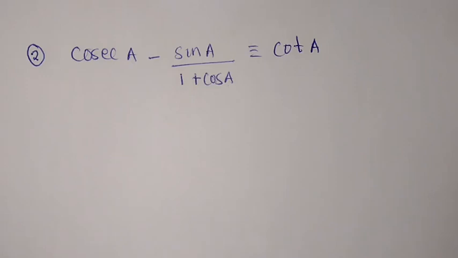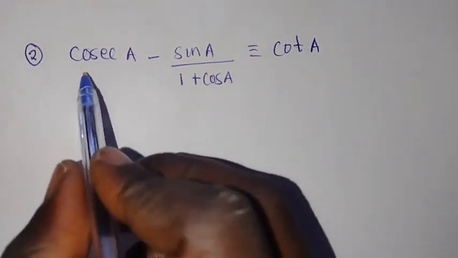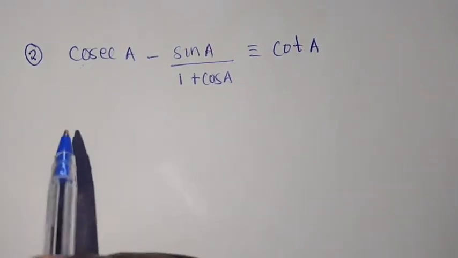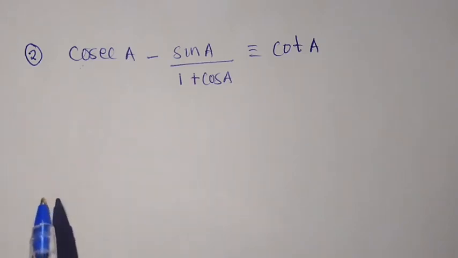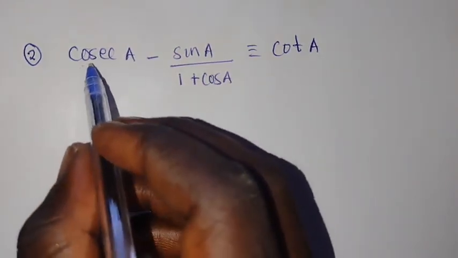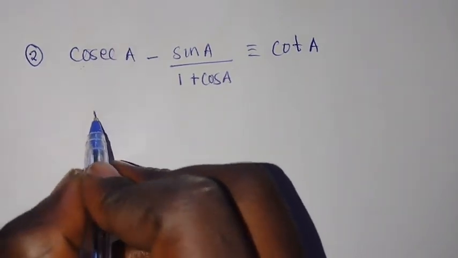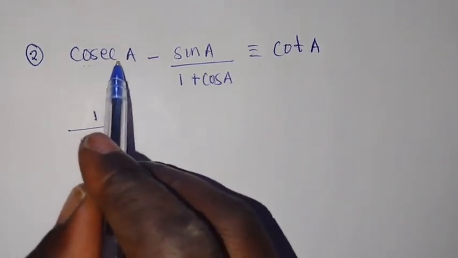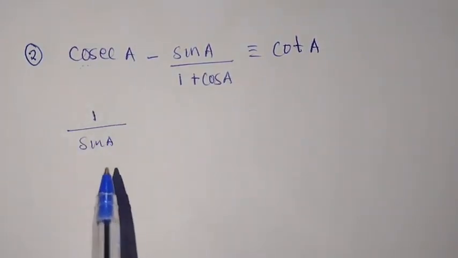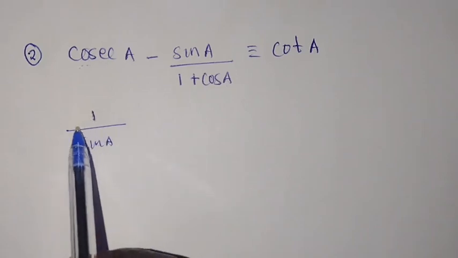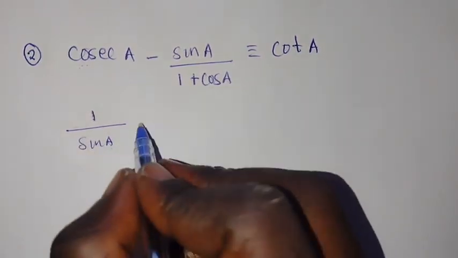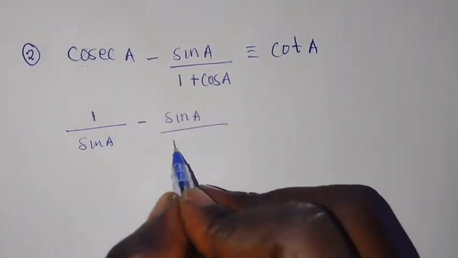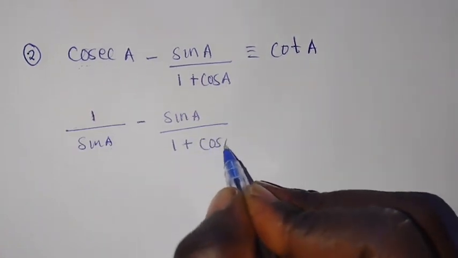So what we are going to do is look at this cosec A. Cosec A, this is the reciprocal of what? Sine. If it's the reciprocal of sine, it's going to be written as 1 over sine A. So I've said this cosec A is the reciprocal of sine. So the reciprocal of sine is 1 over sine A. Then we write minus sine A over 1 plus cos A.